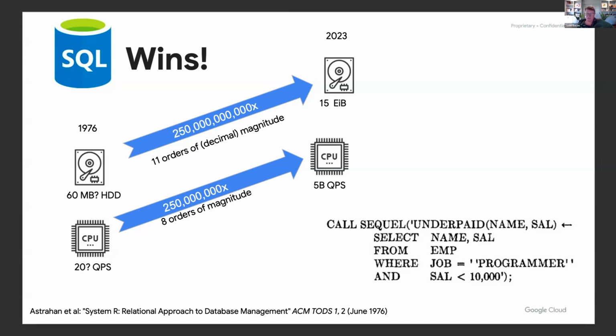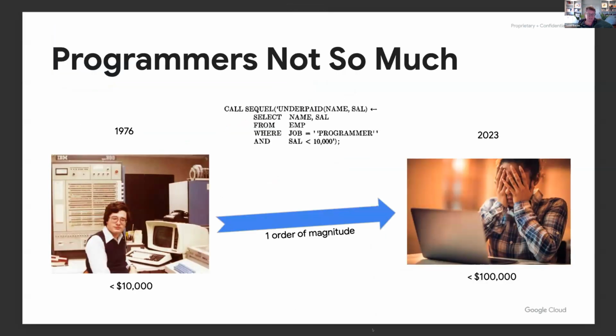And I found it funny that the example in the original System R paper was a query to find underpaid programmers. I'm sure they were trying to send IBM a message. Next slide. And in fact, for all this increase in productivity, underpaid programmers have only gone up by a factor of 10x. Next slide.